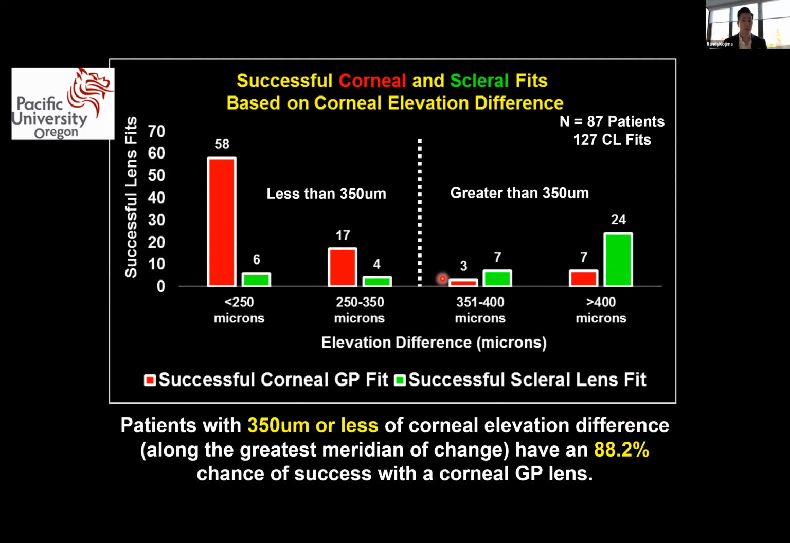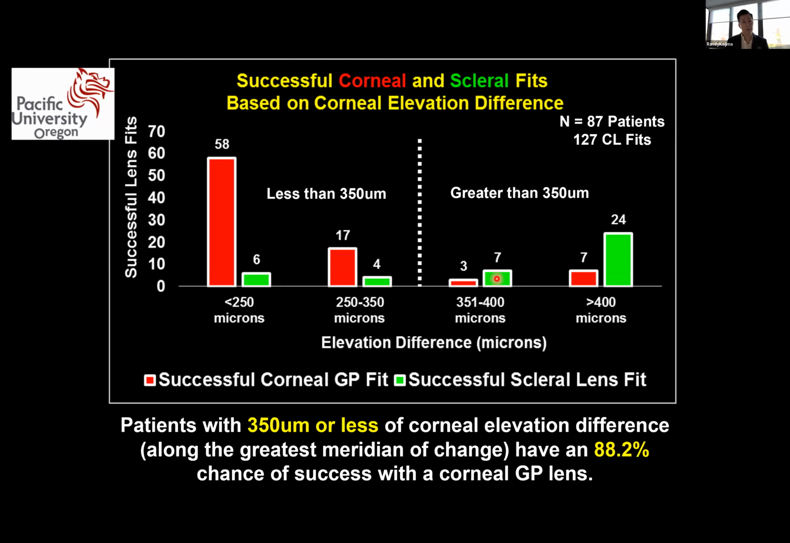When your elevation differential is greater than 350 microns, that's where corneal GPs fail more. The red bars are your successful corneal GP fits. The green bars are your successful scleral fits, meaning we couldn't fit a corneal GP. We tried, but we needed to fit this patient with the scleral.